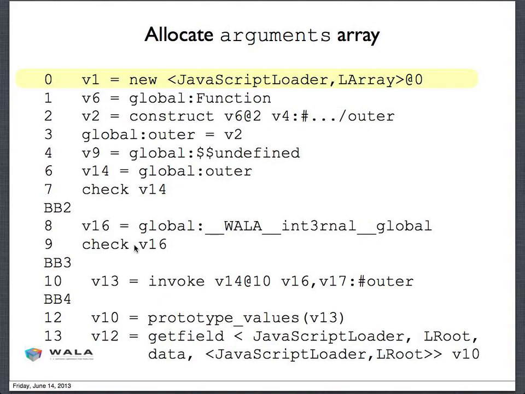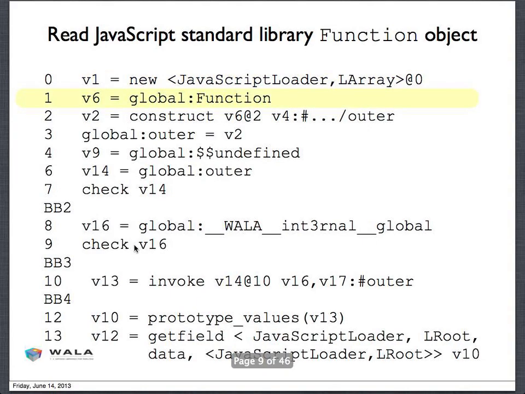We just have a new statement within the method that creates an array, and the data flow of the actual argument properties into the array is done by the call graph construction. Next step, we read the function of it.